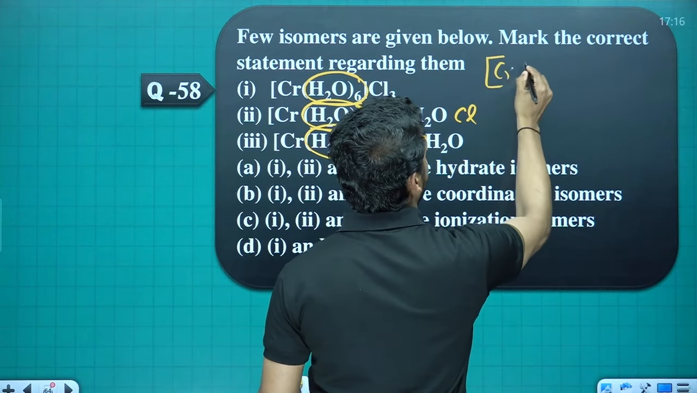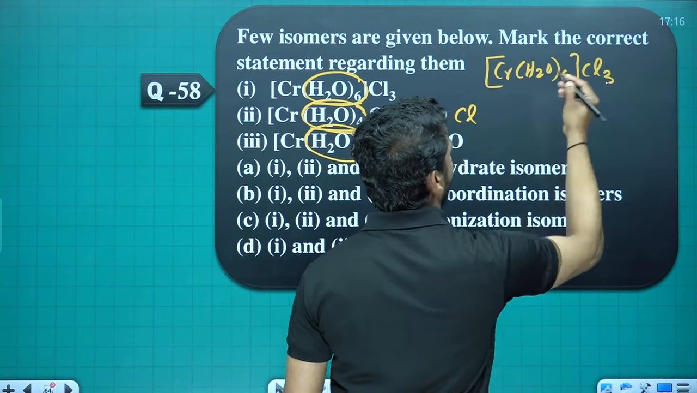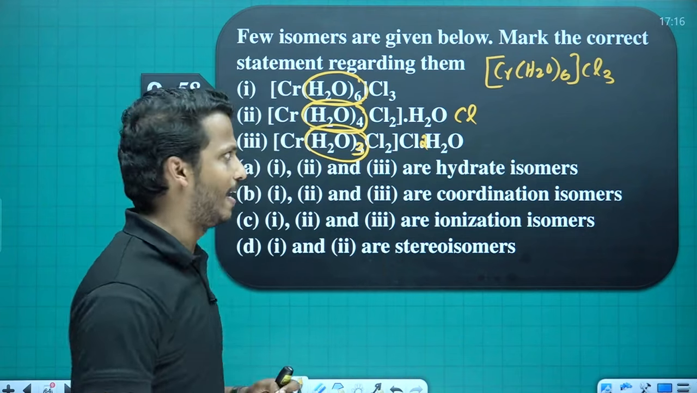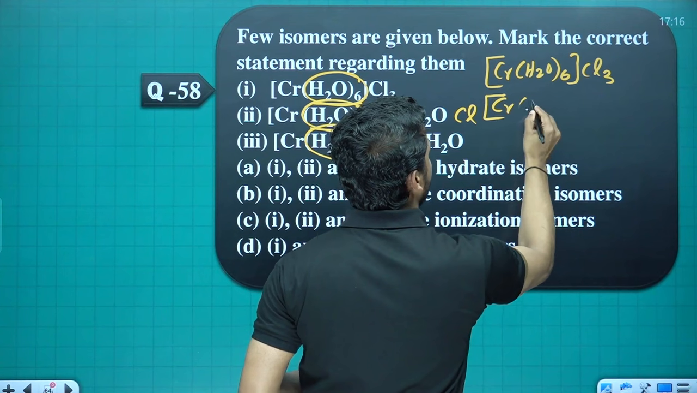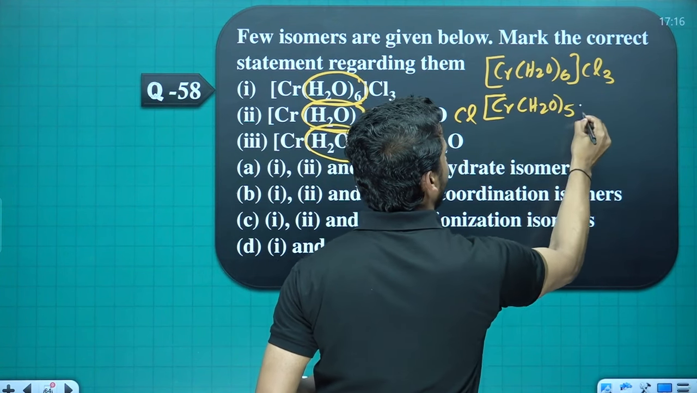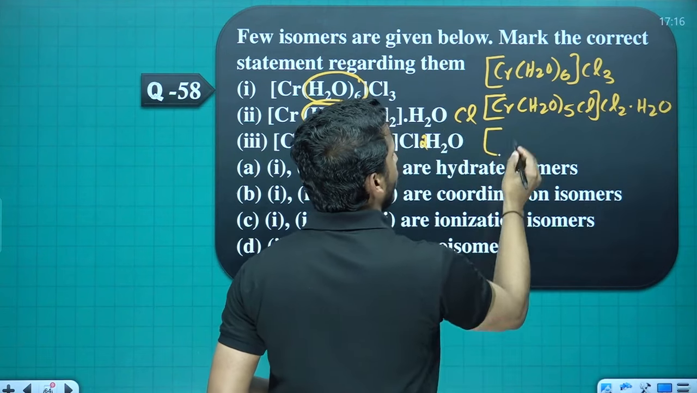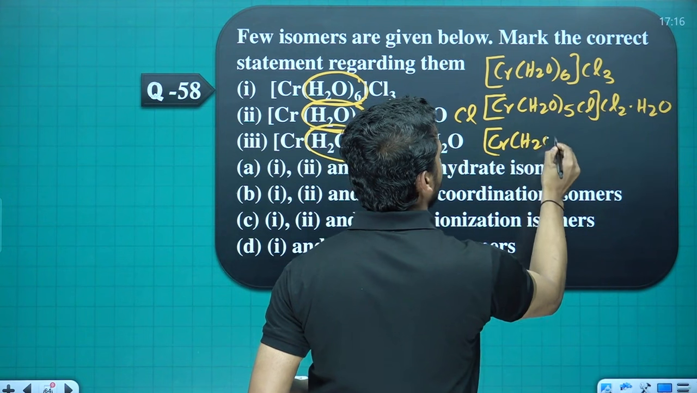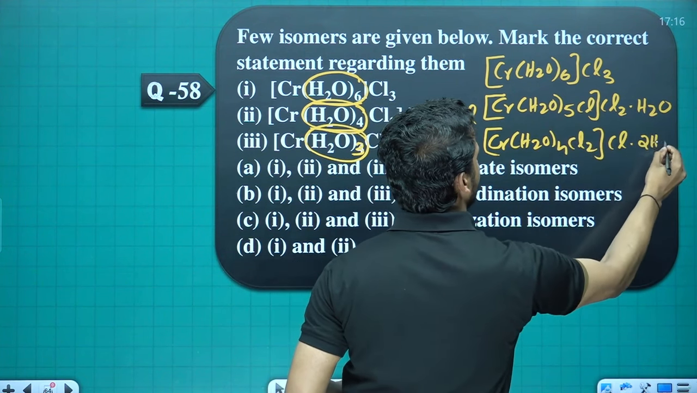So there is a small mistake, I think. The complexes are: Cr(H2O)6Cl3, one complex. Here how many H2O as ligand? 6 H2O as ligand. Now let me place one H2O outside, one chlorine inside. So Cr(H2O)5Cl Cl2, one H2O out. Now 2 water outside, 2 chlorine inside: Cr(H2O)4Cl2 Cl, 1 Cl outside and 2 H2O outside.